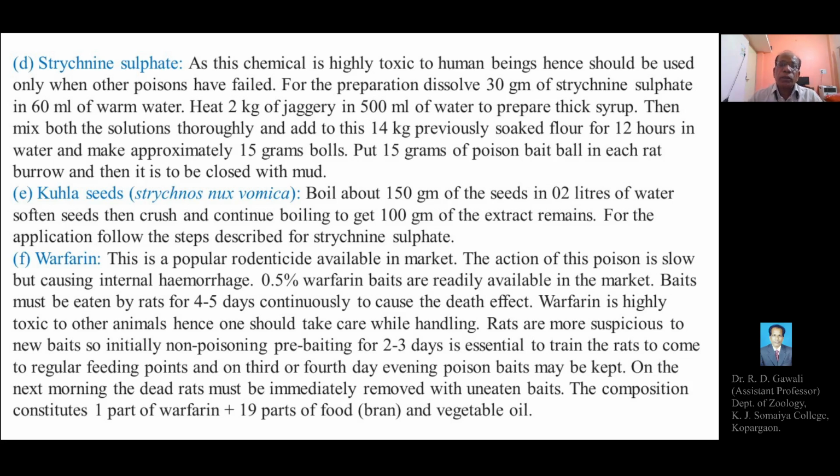The composition constitutes one part of warfarin. The warfarin baits contain one part of warfarin and 19 parts of food material like bran and vegetable oils. So for the preparation of the warfarin baits, one part of warfarin and 19 parts of food material like bran and vegetable oil are used.